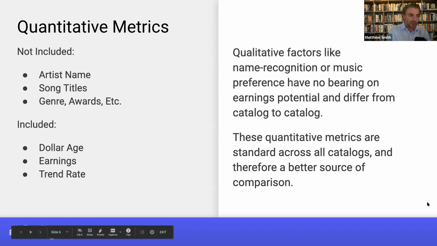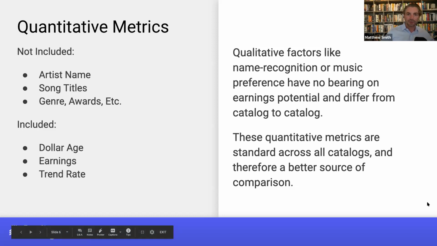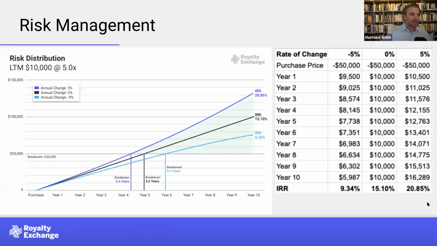The things that we focus on are dollar age, the earnings in the last 12 months of the catalog, and the trend rate of the catalog. What we found is that those criteria alone create a great framework, assuming you have a good filter to filter out certain outlier catalogs. Within that criteria, the dollar age and a multiple of earnings you're willing to pay can give you pretty good results as you're putting orders in on catalogs. Quantitative metrics tend to produce better results, and we'll show you the returns information that our investors have experienced using standing orders versus auctions. Let's go to the next slide.